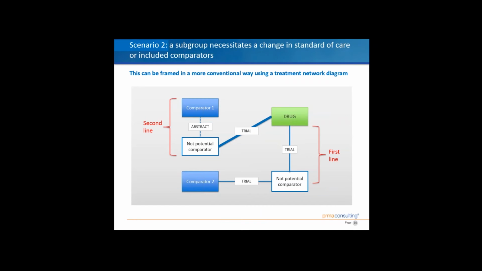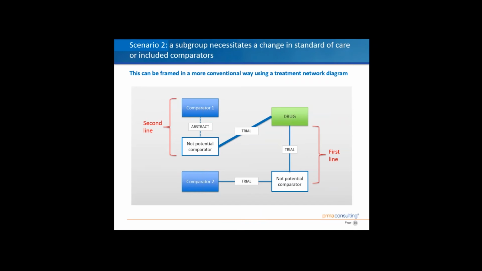And this is another scenario which we can illustrate fairly simply. So if we think about a classical treatment network diagram, what we have here are essentially 2 different treatment networks. We have our drug at the center, and if we divide our market into 2 subgroups, first line and second line, you can see varying evidence.